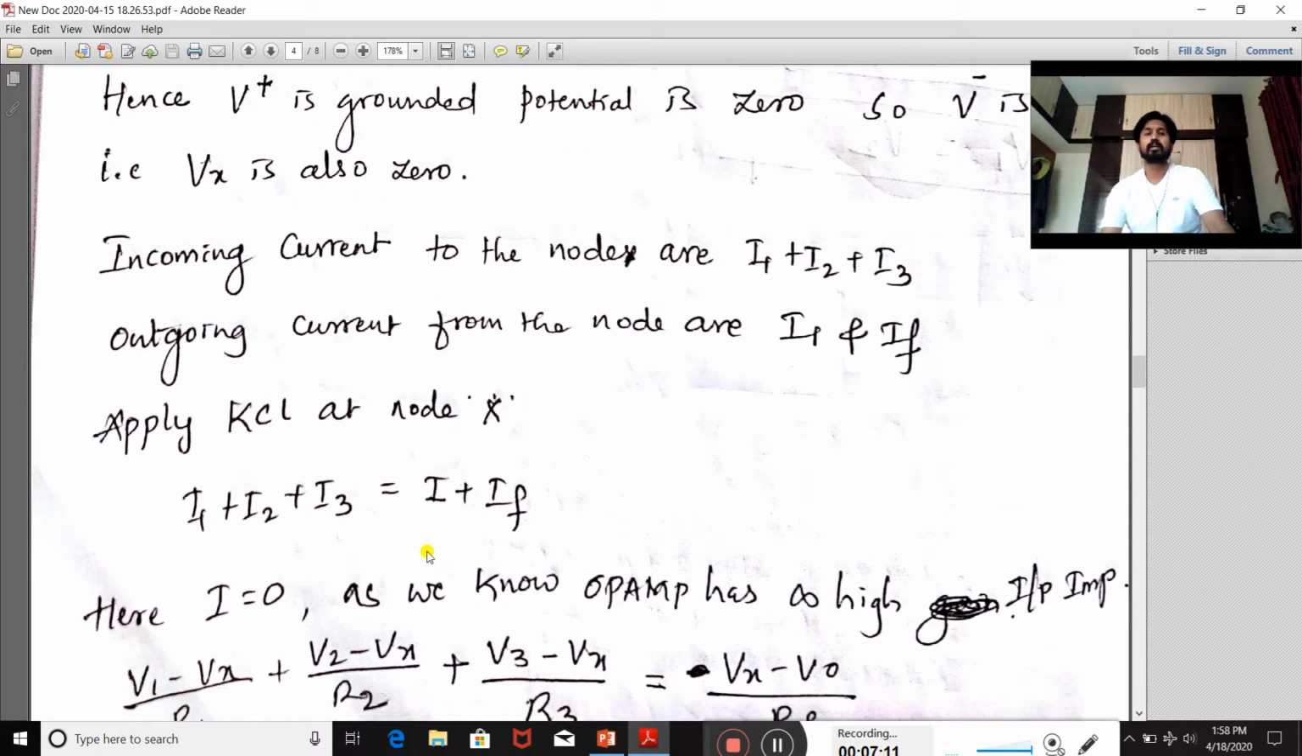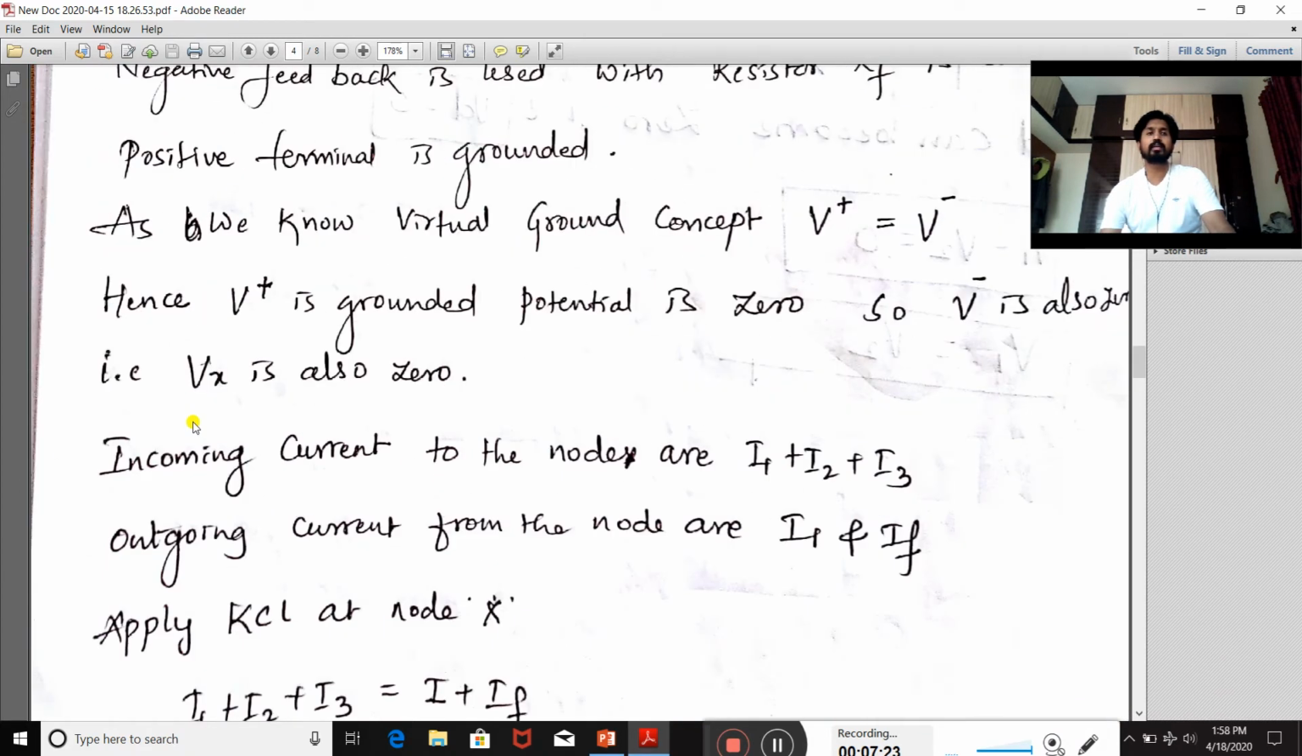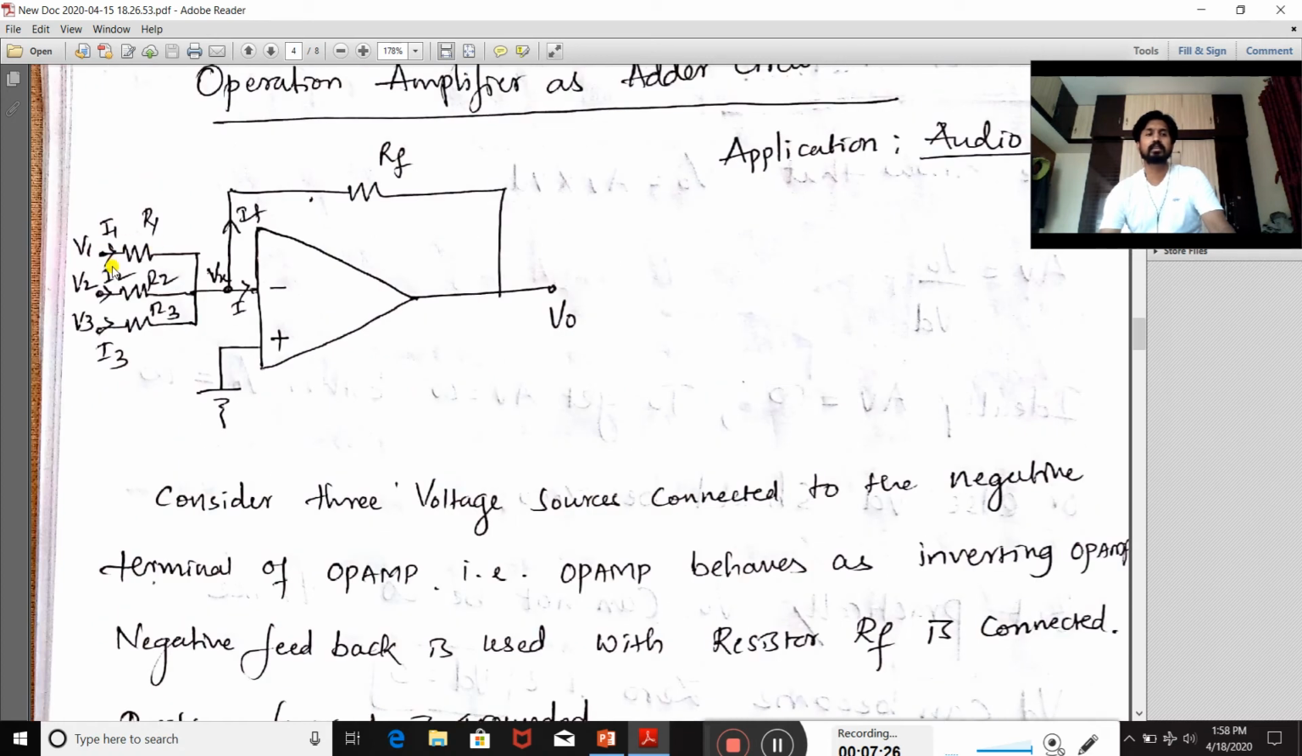Then the equation becomes I1 plus I2 plus I3 is equal to IF. Let's try to put the current equations in terms of Ohm's law. If you want to determine the current I1, that can be determined with the help of Ohm's law: (V1 minus Vx) divided by R1. Similarly for I2, (V2 minus Vx) divided by R2. For I3, it is (V3 minus Vx) divided by R3.